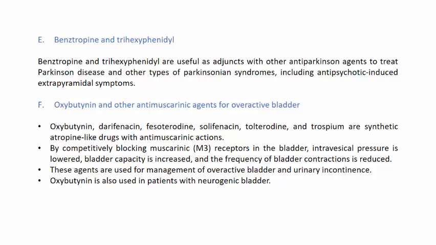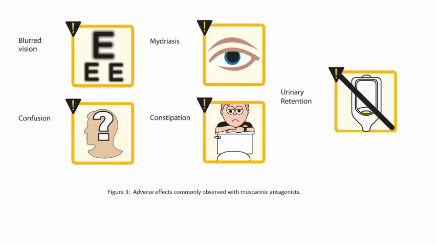وتؤثر على الموجود يكون في البلدر، وبهذه الحالة تؤدي إلى intravesical pressure is lowered، والبلدر capacity is increased، والfrequency of bladder contraction is reduced. This agent used for the management of overactive bladder and urinary incontinence. Side or adverse effects commonly observed with muscarinic antagonists اللي هي blurred vision, mydriasis, confusion, constipation and urinary retention. يعني هذه تكون ال common side effects اللي عادة تكون ممكن أنه تكون observed with the use of muscarinic antagonists.